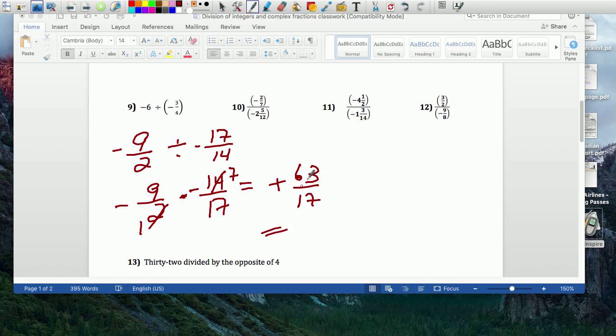I can leave it like this, or if you want to take the time to change this to a mixed number, 17 goes into that, I don't know, 4 times? No, 3 times. 17 times 3 is 51, so I'm going to have 12 left over 17. All that being positive.